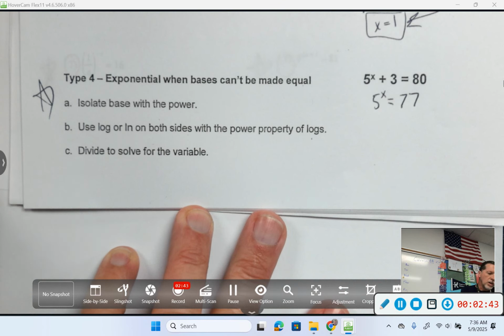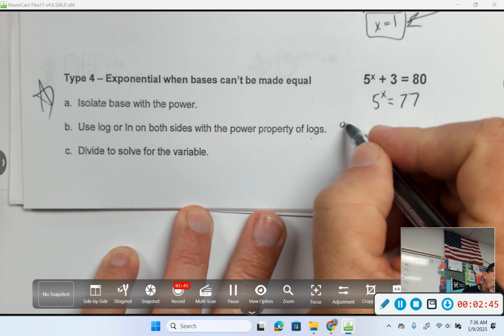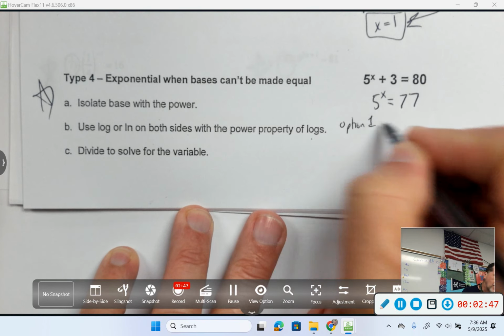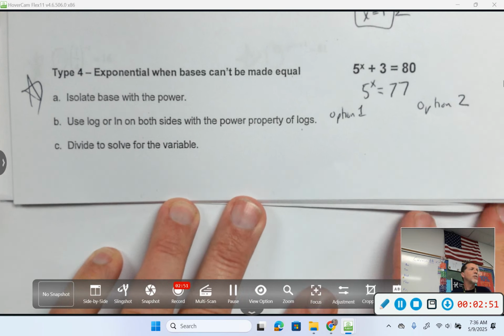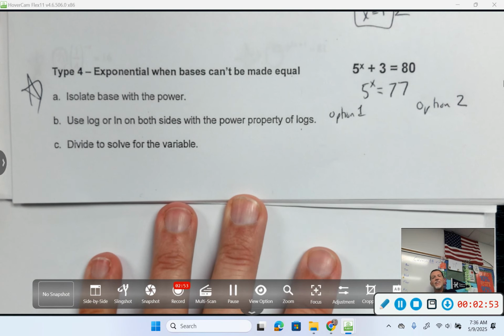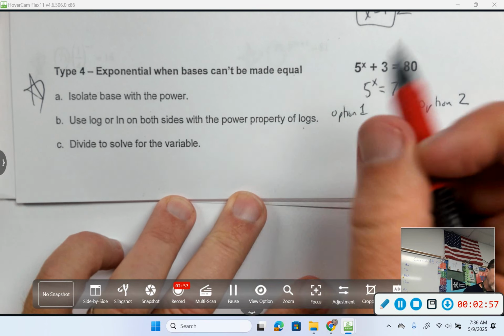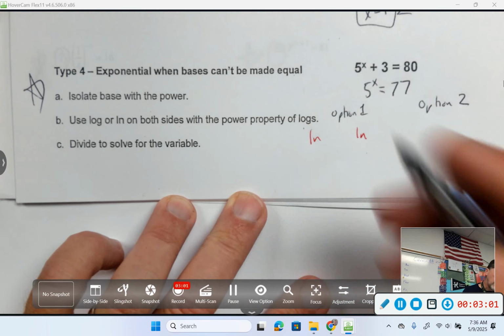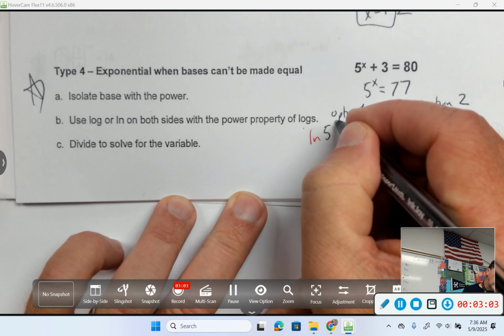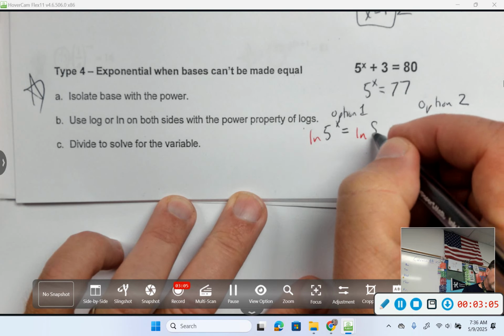So I'm going to log both sides. Actually, I'm going to set this up as option 1 and option 2. Yeah, this is new. You probably should be paying attention now. So option 1 is my favorite, but it doesn't have to be your favorite. I'm going to natural log both sides. So natural log of 5 to the x equals natural log of 80.